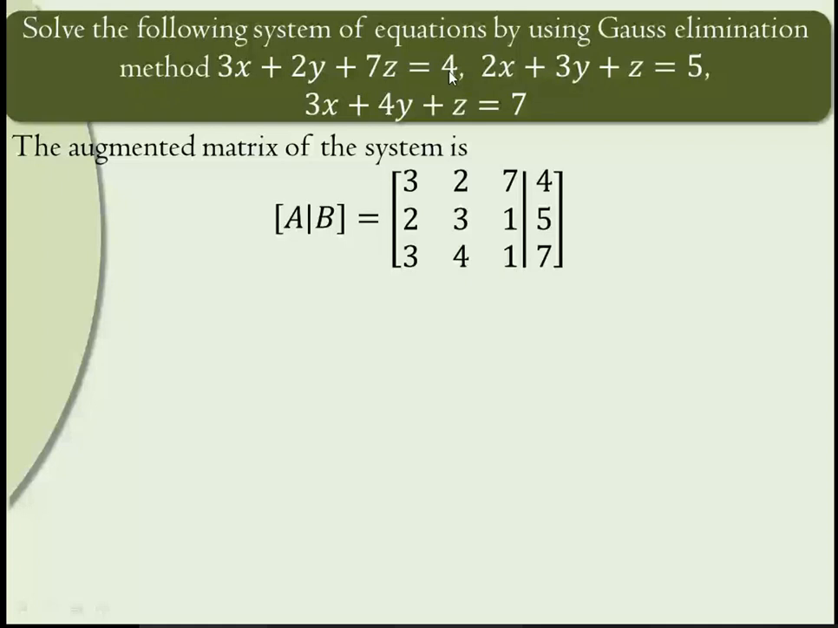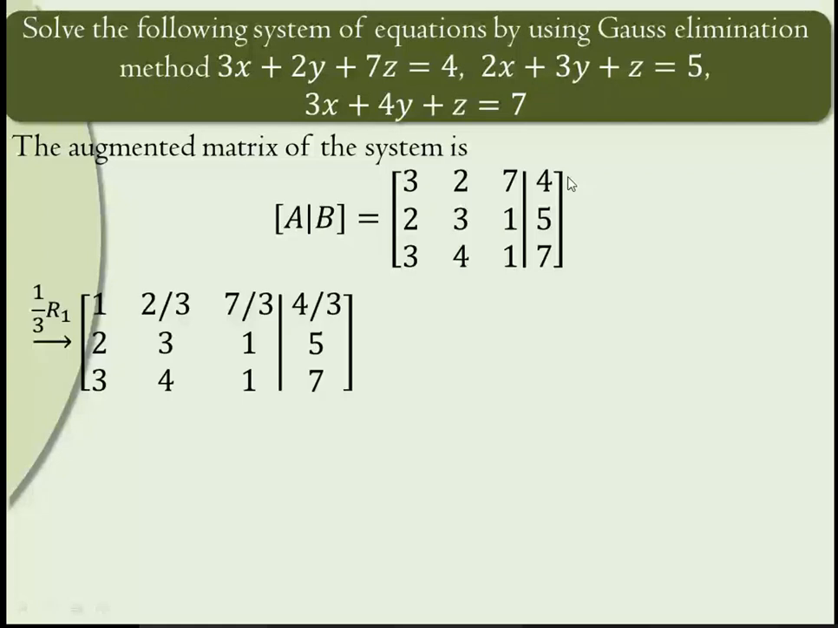Now, try to convert this matrix into upper triangular form. For that, make the coefficient of this first row, first column element 1. This element, try to bring 1. We can bring 1 here by dividing this first row by 3, or multiplied by 1 by 3. So that is 1 by 3 into R1. Okay. So it is 1, 2 by 3, 7 by 3, 4 by 3. Rest of the rows are as it is.